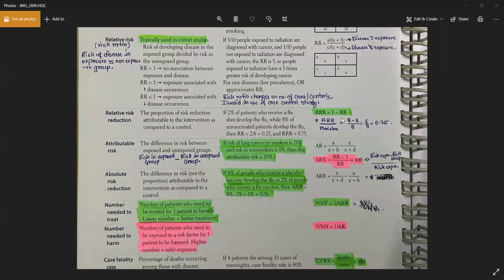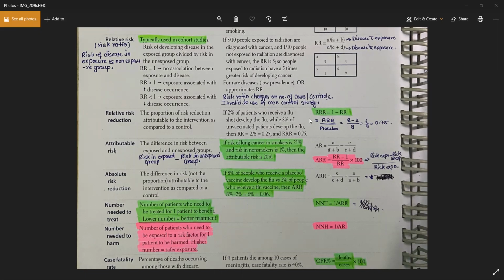Okay, for example, as in this case, the risk of getting lung cancer in the smokers is 21 and the risk of getting lung cancer in the non-smokers is 1. So how much chance are you actually attributing to the smoking? This would be 21% minus 1, which is 20%.